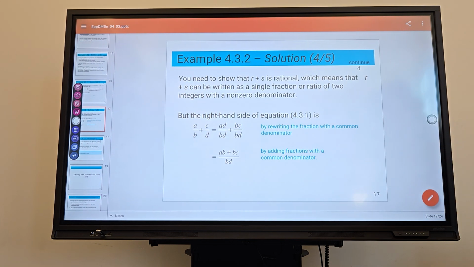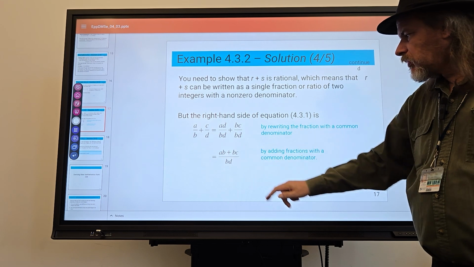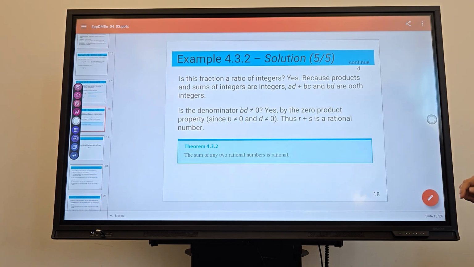Now you can show that the right-hand side of the equation equals the left-hand side by rewriting the fractions with a common denominator, and then adding the fractions. And then, since a, b, c, and d are all integers, the ratio is an integer over an integer.